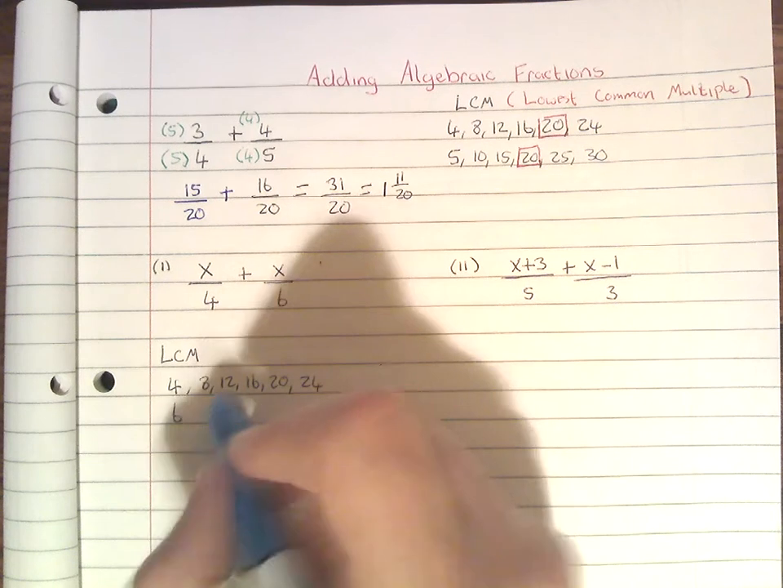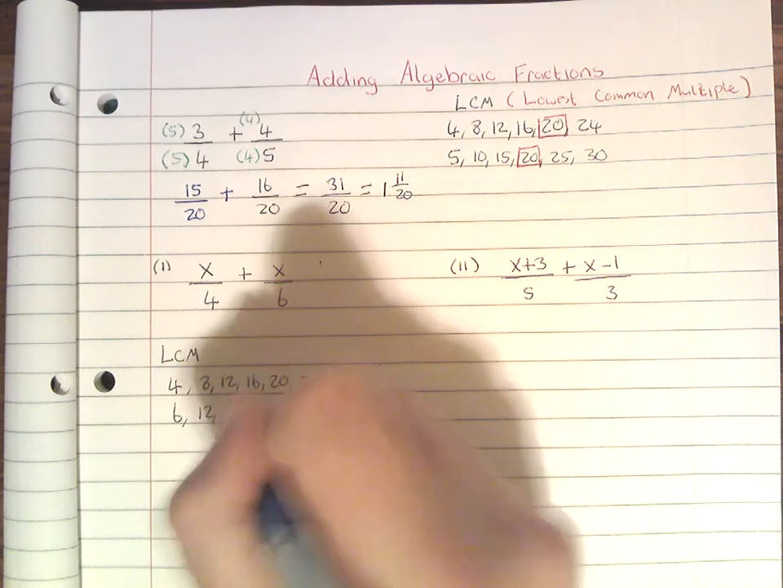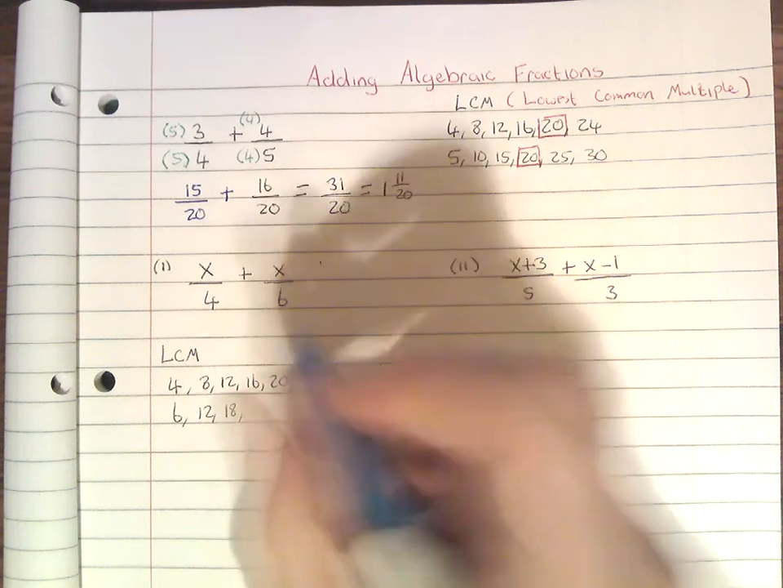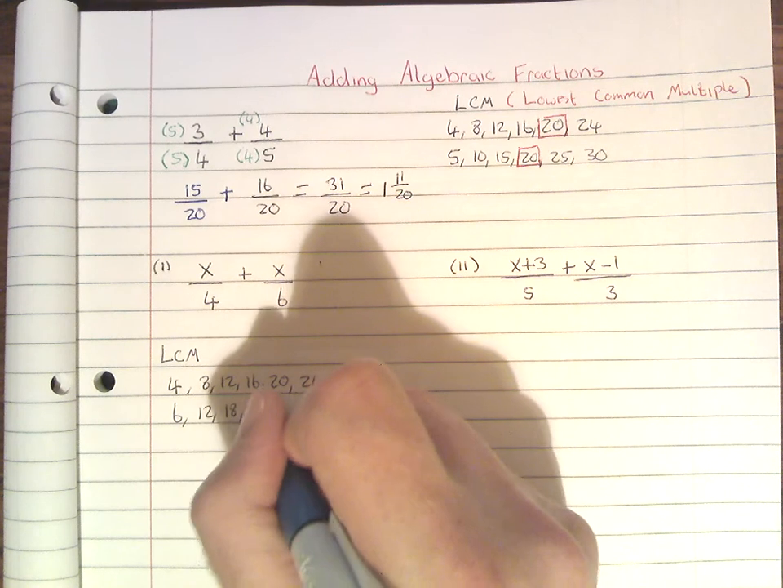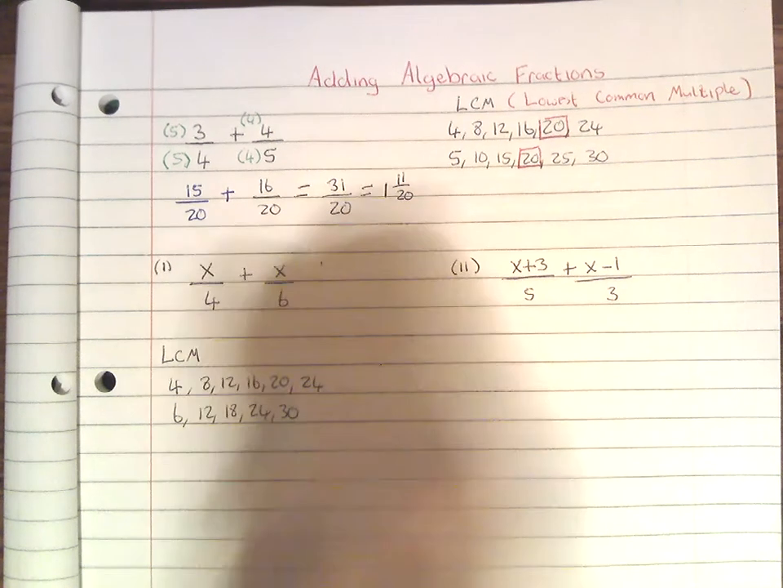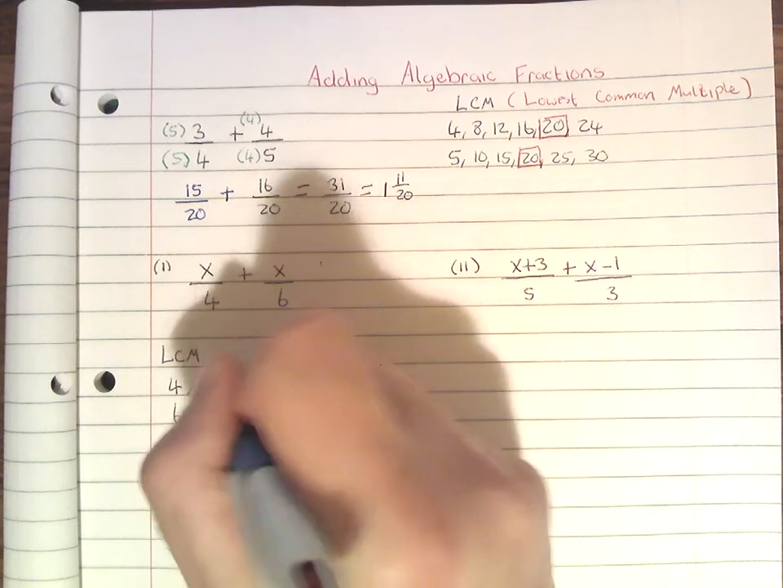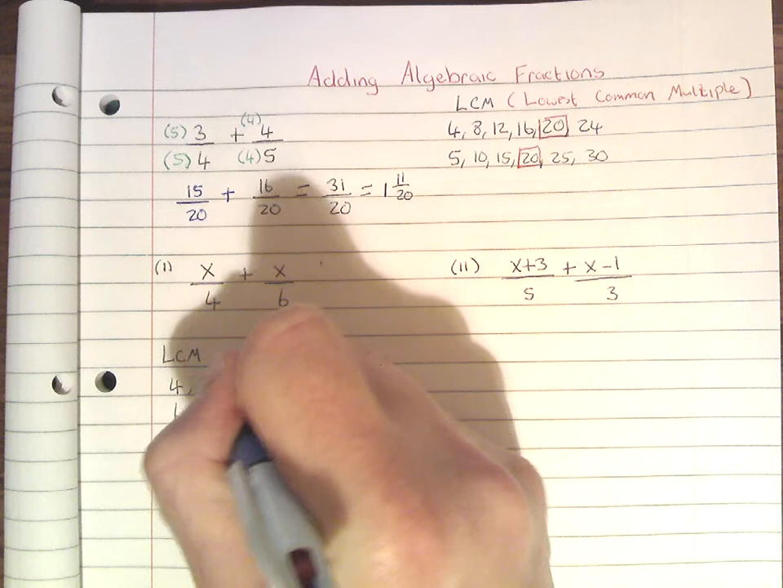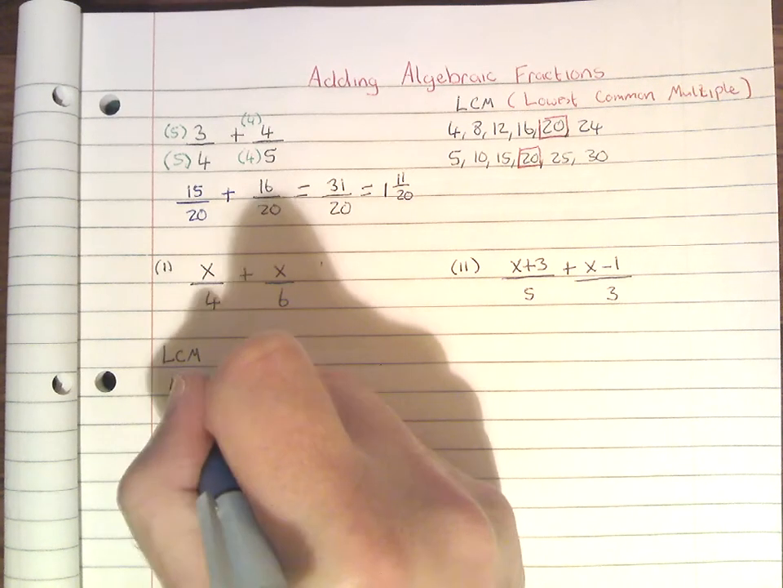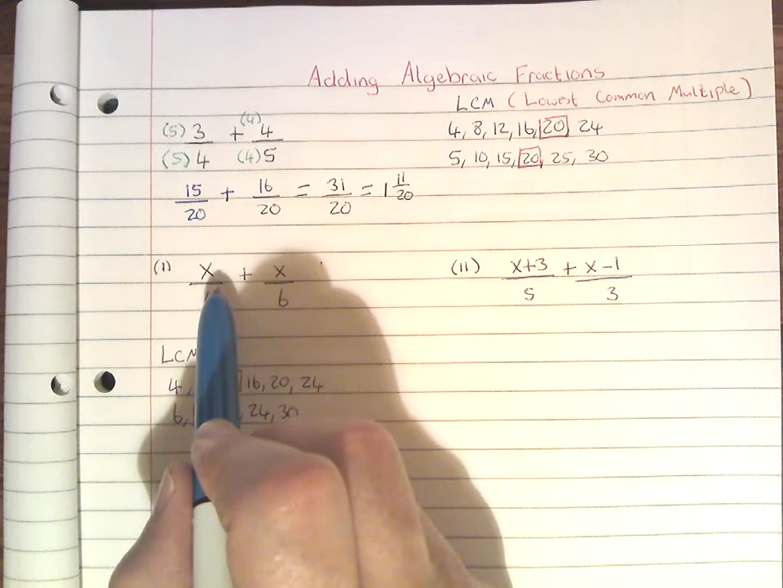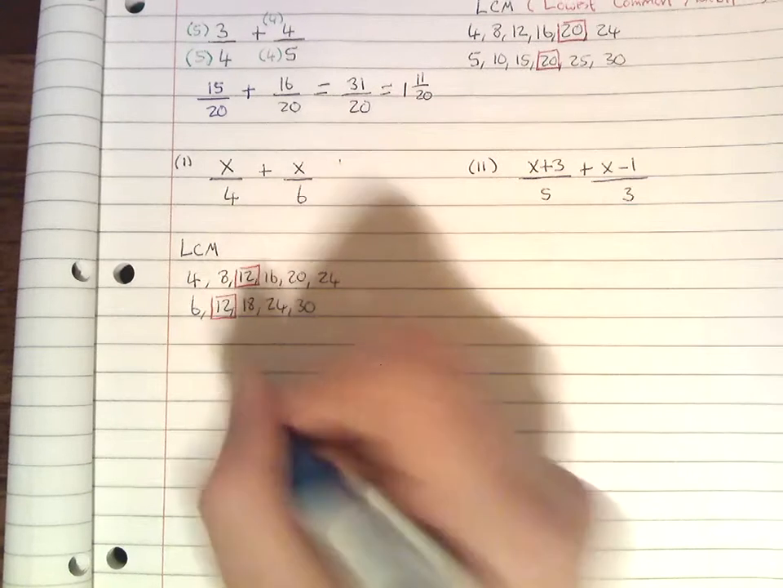And then we want to get the multiples for 6, so it's 6, 12, 18, 24, 30. Okay. What we can see then is we look at the list of multiples and identify the lowest number that's common to both. So the lowest common multiple in this case is 12. So I'm just going to take this fraction and rewrite it down here.